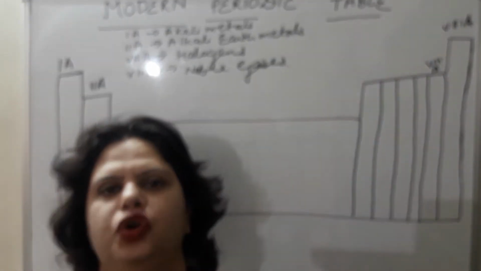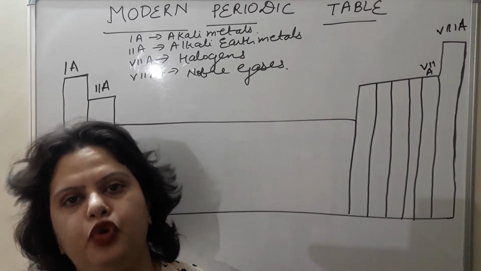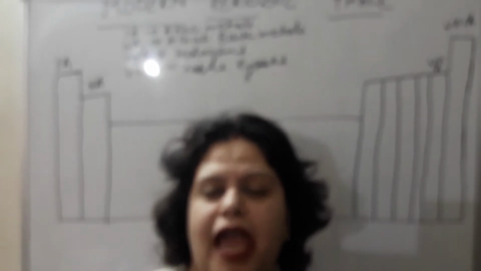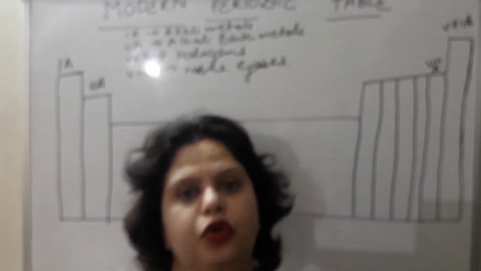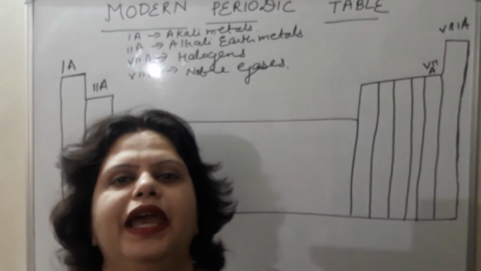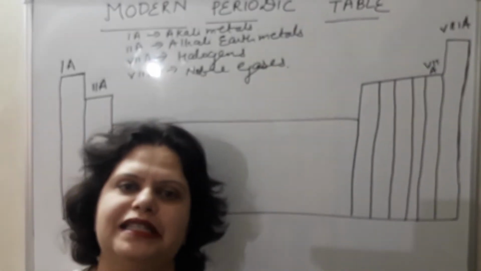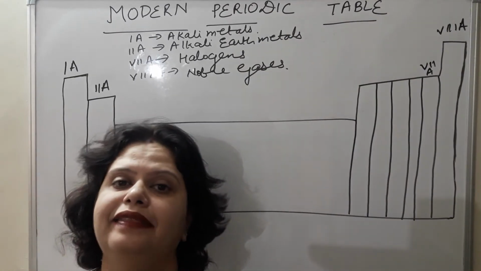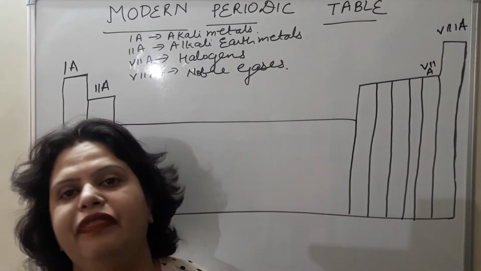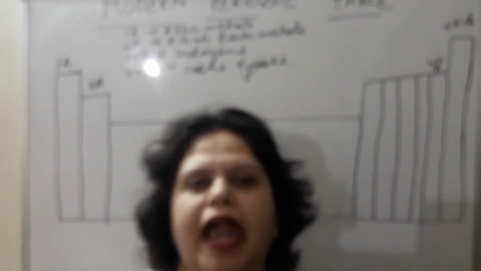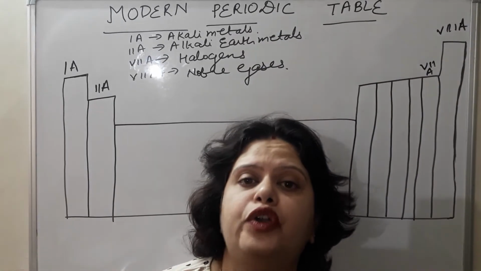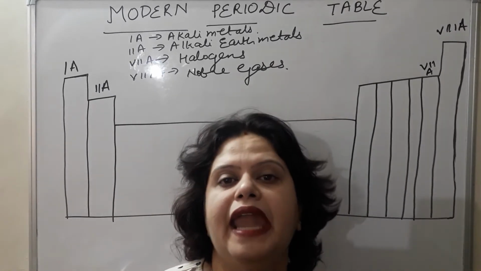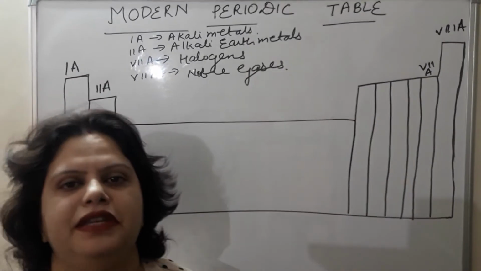So, in the previous lecture, we discussed the concept of groups and periods in the modern periodic table, and how elements are classified according to the number of valence electrons in groups and according to the number of shells in periods. In today's lecture, we will discuss the names of a few important groups which are in your syllabus and why they are named so, what the examples are, and then we will also discuss the concept of atomic radius, what it means, how atomic radius changes across the period and down the group in the modern periodic table, and how it is interrelated with the reactivity of the elements.